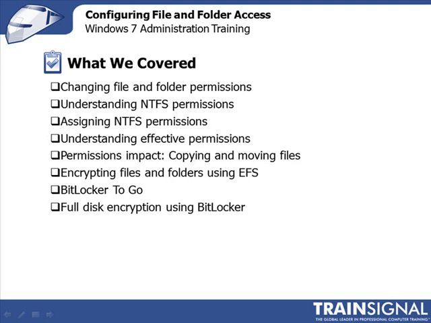We started this lesson by talking about file and folder permissions, and then making sure you understood what NTFS permissions were all about. And then we actually started going through and assigning NTFS permissions and making sure you got to see the effect of understanding effective permissions. You also got to see the effect of copying and moving files to various places in the file system. And then you got to see encrypting files and folders using EFS, the Encrypting File System for Windows 7. We wrapped up the lesson with a discussion about BitLocker To Go and full disk encryption using BitLocker.